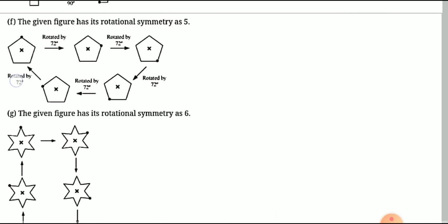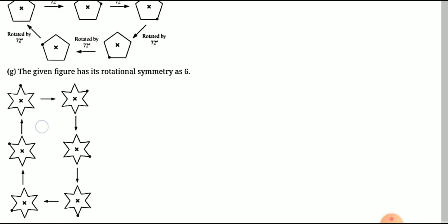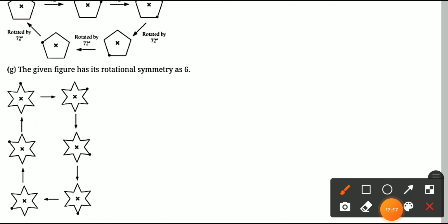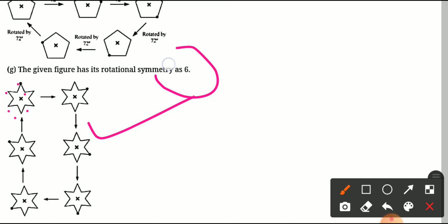Now G part, this is a star, okay, in which all lengths are equal. So how many parts does it contain? 1, 2, 3, 4, 5, 6. 6 parts are there. So it looks the same 6 times. So the answer is 6.